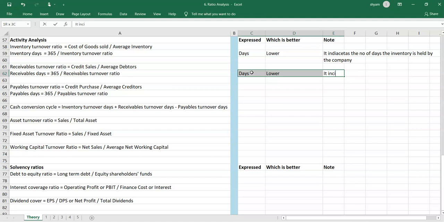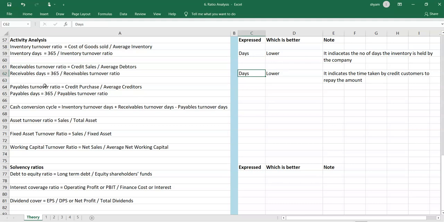It indicates the time taken by credit customers to repay the amount. The credit customers buy the goods from us, and it shows when they are going to pay. So the lower it is, the better.